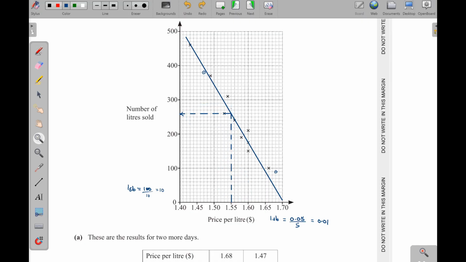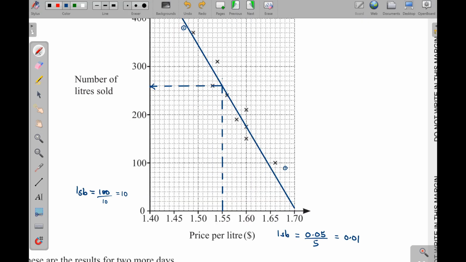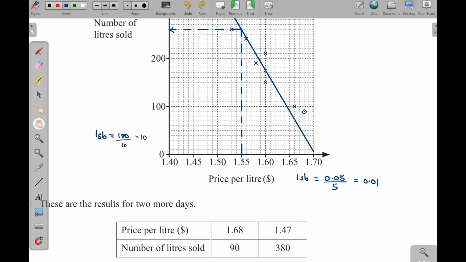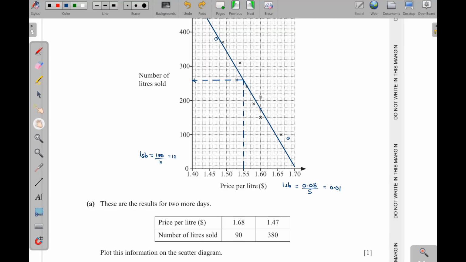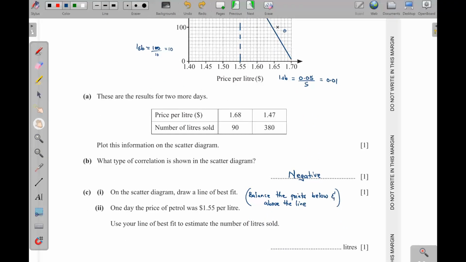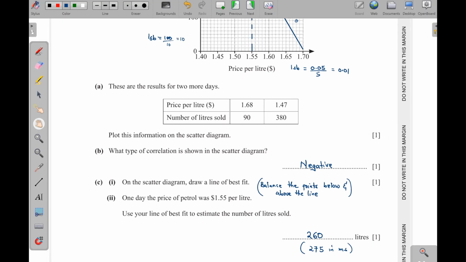So from mine here, I can see that this is 1, 2, 3, 4, 5, 6. That is 260. So my answer is going to be 260. But you might find another person has 270, 275, okay. So based on my line of best fit, you write the one which you get. In the marking scheme you find it is 271.5, okay? So this is the one in the marking scheme. But based on what I've drawn, that is what I have.